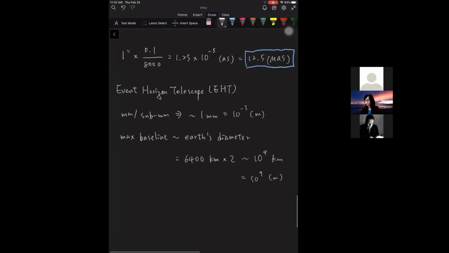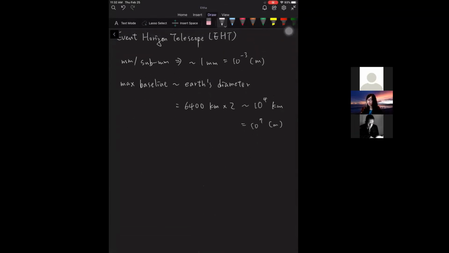Okay, so to determine the angular resolution of EHT, the theta, the angular resolution, is lambda over the maximum baseline. We approximate the wavelength as 10 to the minus third, and the baseline is 10 to the 7th. Then we will get an angular resolution of 10 to the minus 10. And remember the unit is radian.